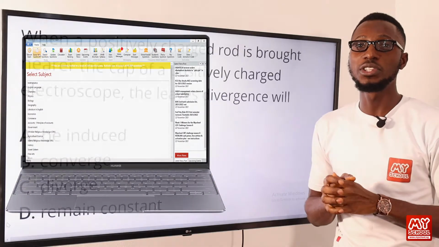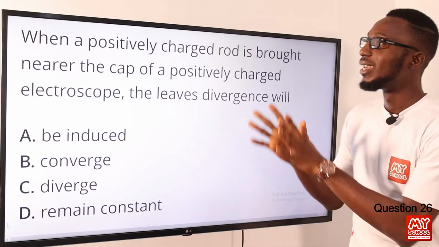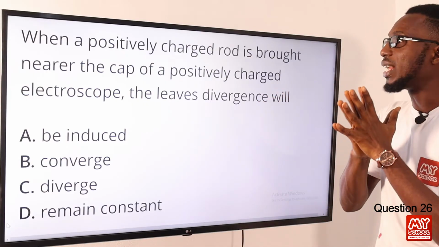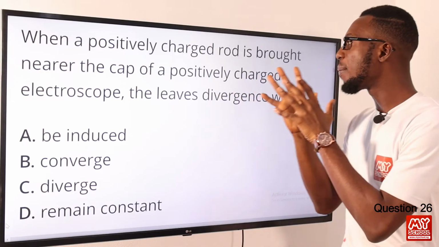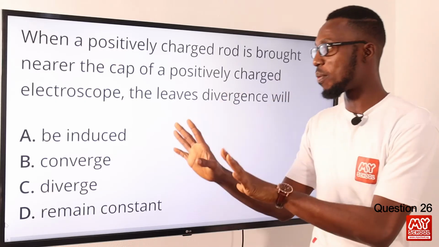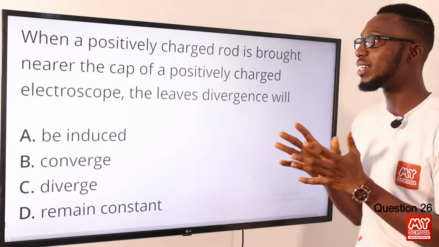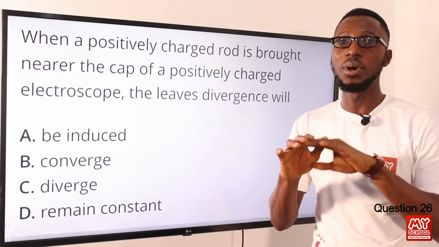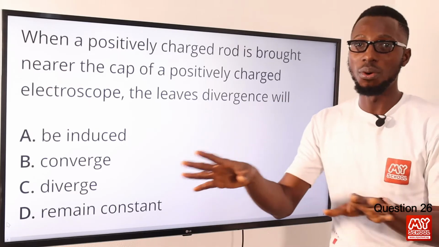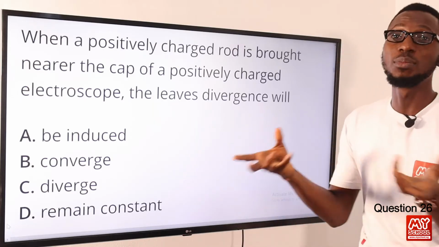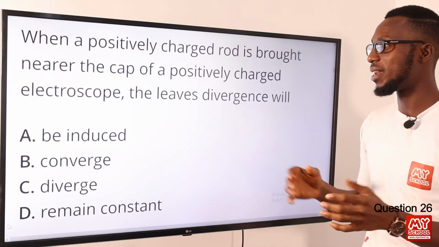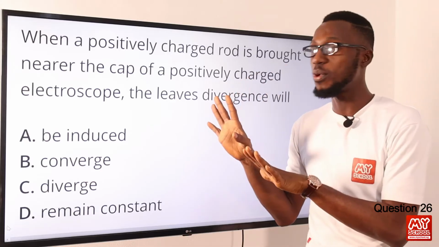So join me as we solve question 26. When a positively charged rod is brought near the cap of a positively charged electroscope, the leaf's divergence will do what? Right here we are talking about the gold leaf electroscope. It's used for detecting or testing small charges, small currents or so thereabouts. So let's go back to what we are given here.